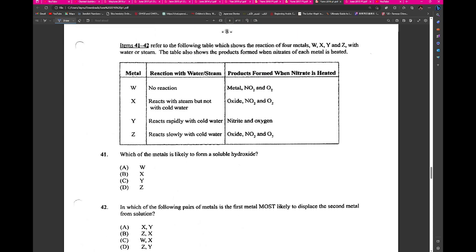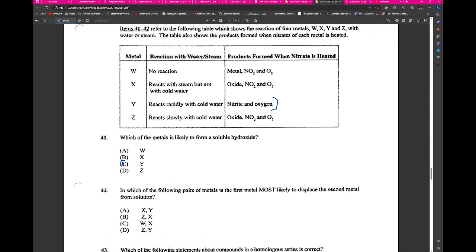Right. Which of the following is likely to be the formula of a soluble hydroxide? The one that warms readily. I believe Y. Which of the following pairs of metals is the first metal most likely to displace the second? So Y, hold on. Z would be most, Z can replace Y and X can replace Y. So Z can replace X, true.